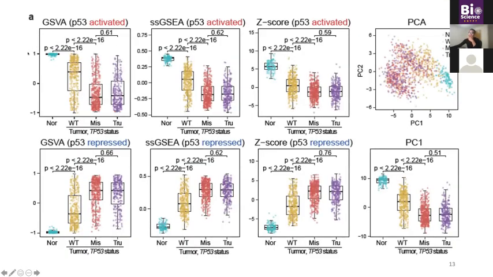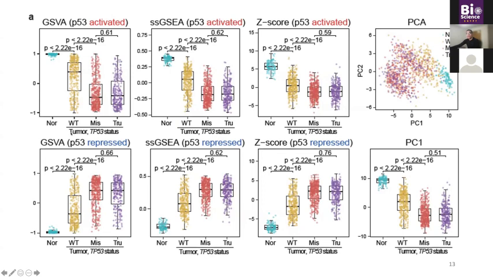So here I show the composite expression score using the P53 activated genes and P53 repressed genes. The upper panel shows the CES score calculated from P53 activated genes. The bottom panel shows the P53 CES score calculated from P53 repressed genes. Similar to before, we divided the samples into 4 groups: normal and tumor. For tumor, we have 3 subgroups: P53 wild type, P53 missense or in-frame, and P53 truncating mutation.